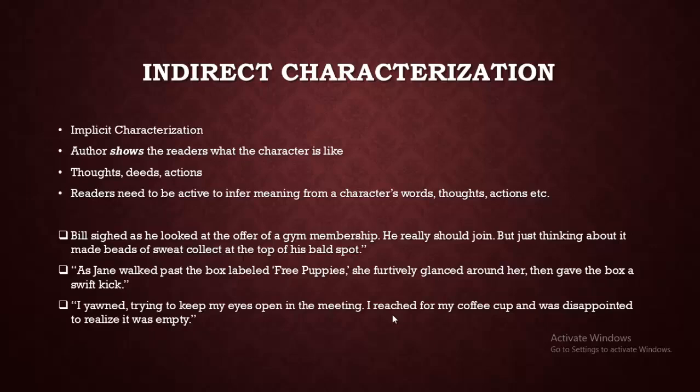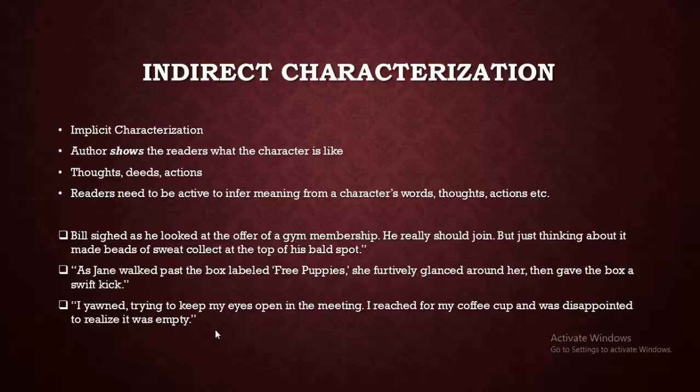So the readers need to be active. The readers have to extract meaning, infer meaning, guess the meaning from a character's words, thoughts, and actions. The writer would only present us their actions, thoughts and words, and it is up to the reader to get meaning from those and say that a character is like this or like that.